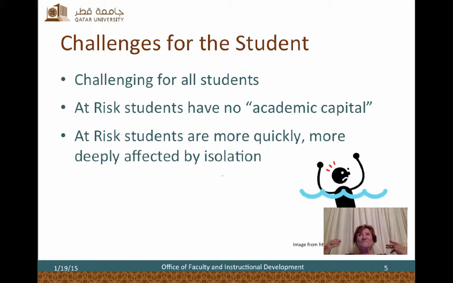Also, because isolation is an issue, at-risk students frequently already feel isolated because of their academic lack of achievement, and so isolation hits them deeper and more seriously.